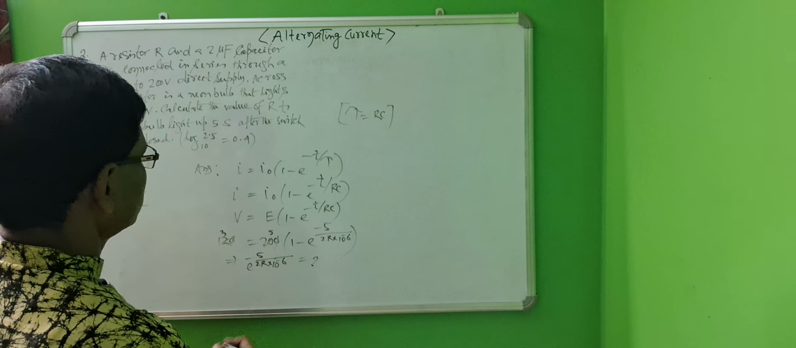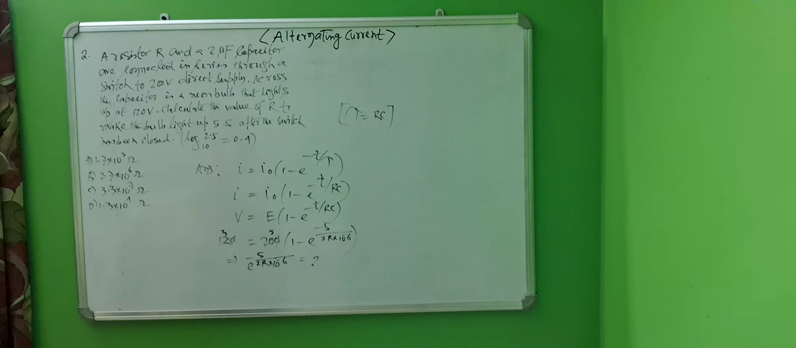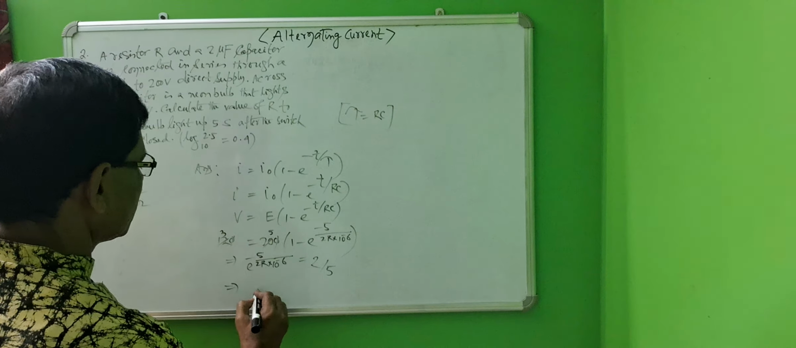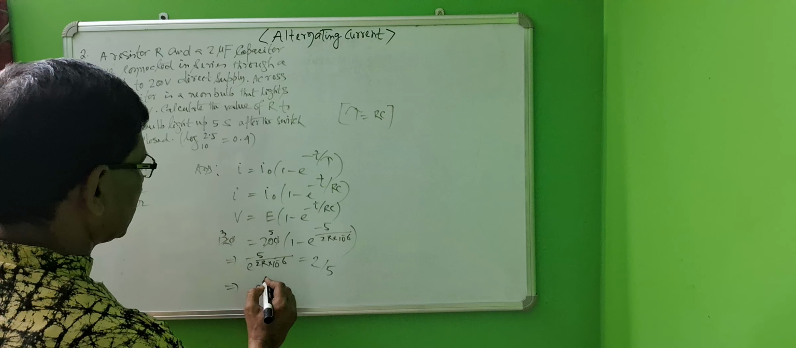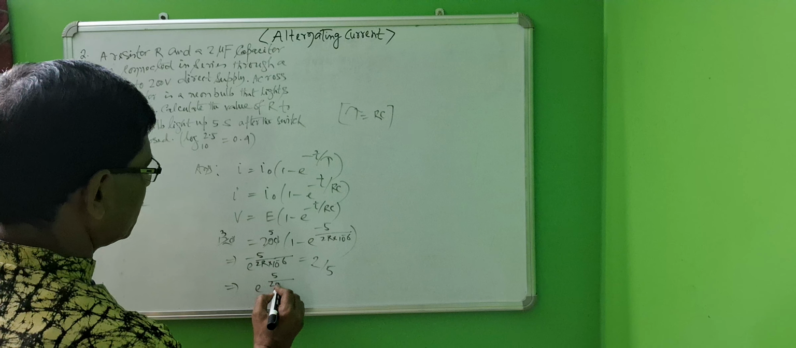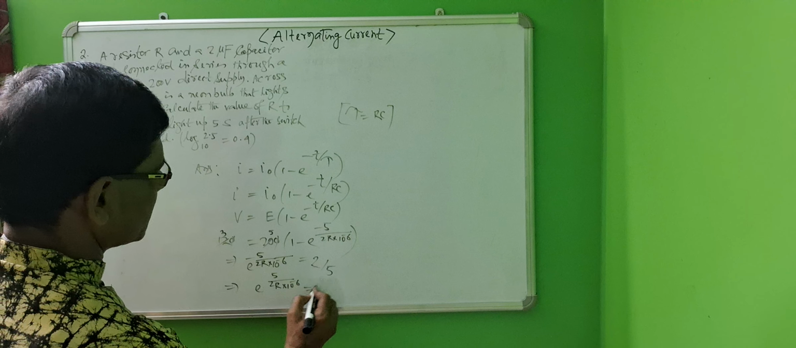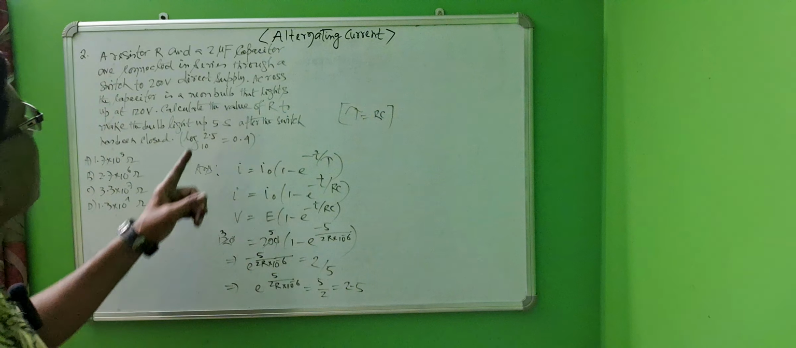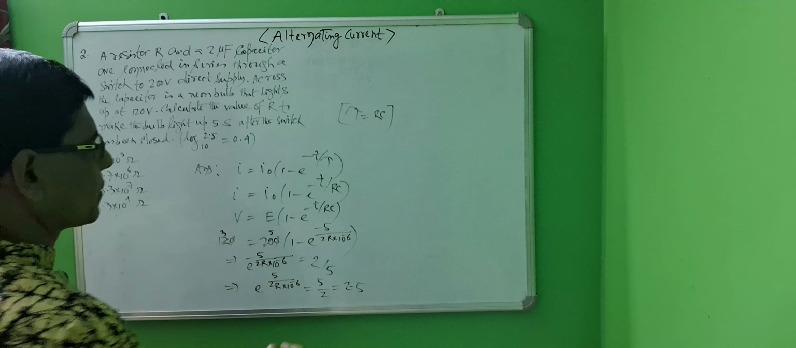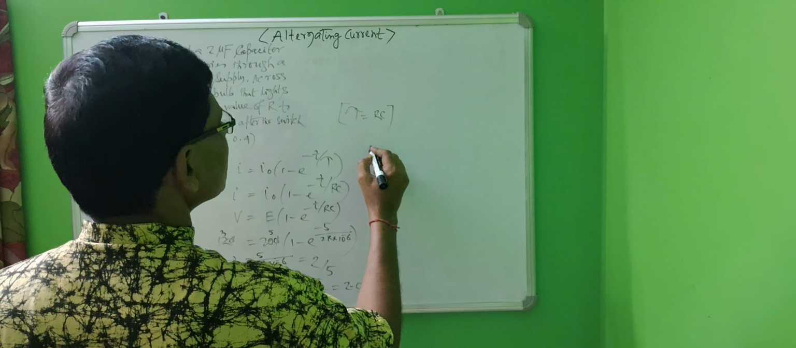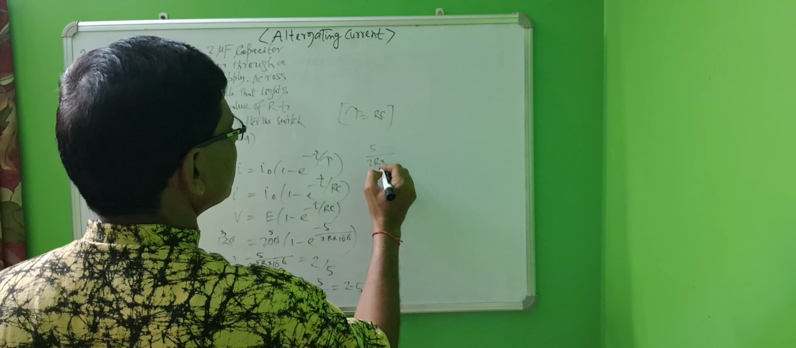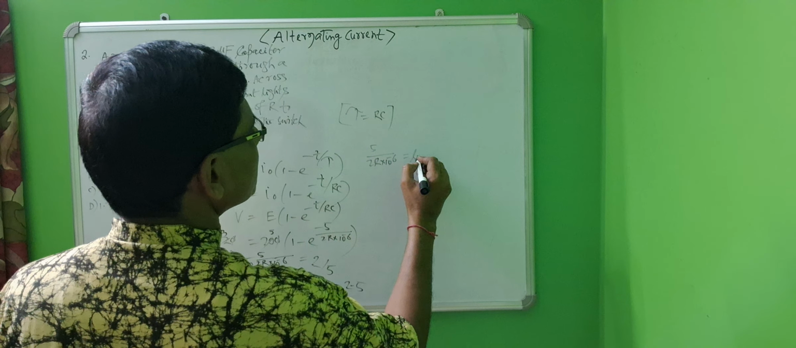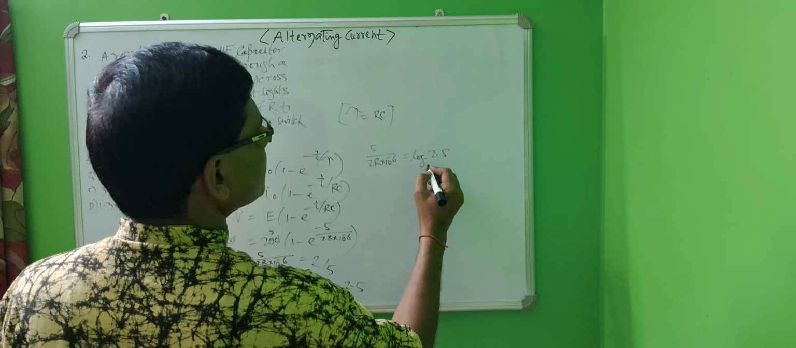equals 2 by 5, which implies e to the power 5 upon 2R into 10 to the power minus 6 equals 5 upon 2 equals 2.5. That 2.5 comes here. So 5 upon 2R into 10 to the power minus 6 equals log of 2.5.